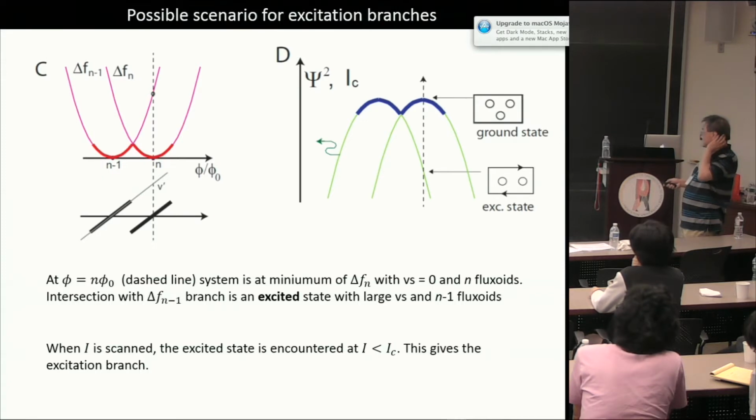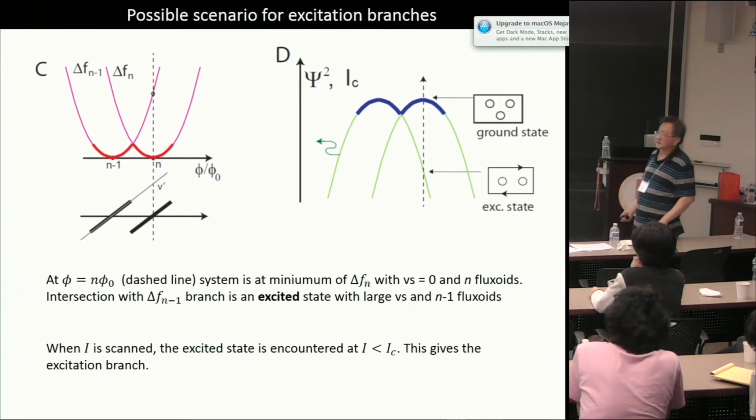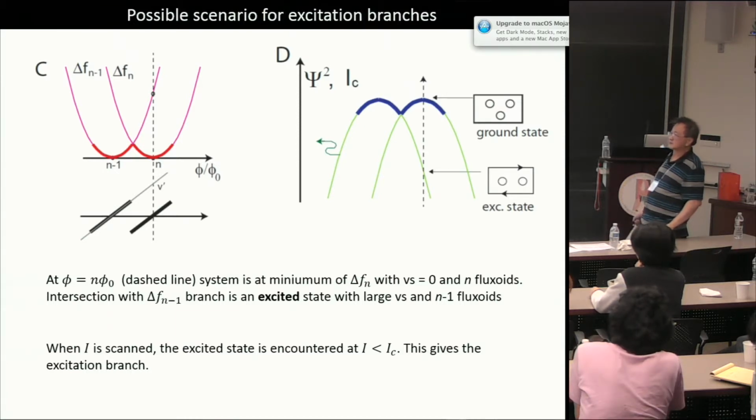Now, this hasn't been discussed before because no one has ever done this experiment at such low temperatures. And so I think that's why this is showing it.